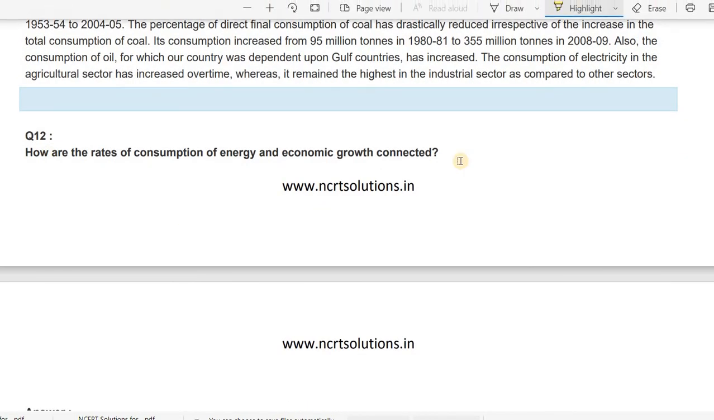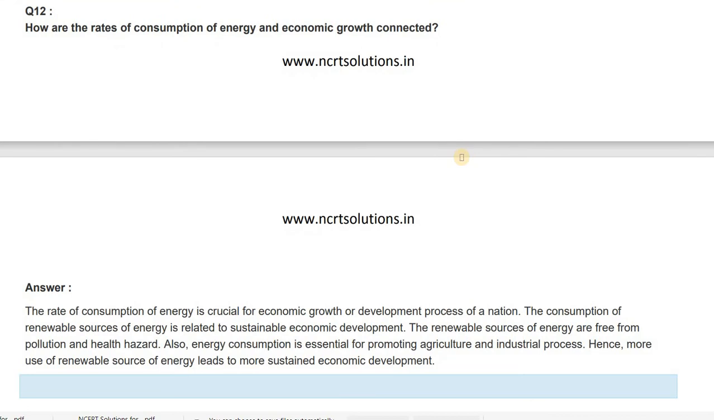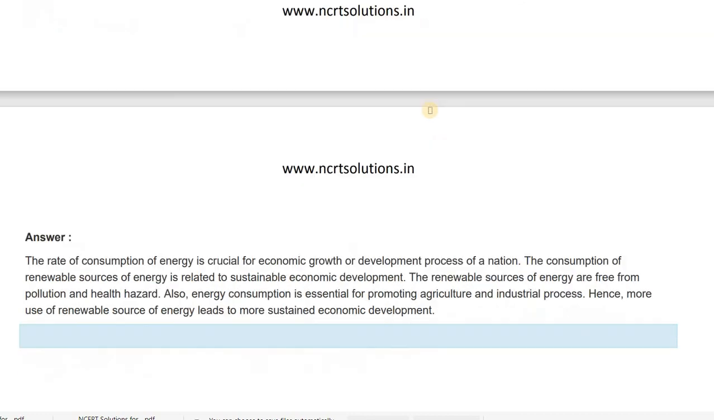Okay, how are the rates of consumption of energy and economic growth connected? The rate of consumption of energy is crucial for the economic growth and development process of a nation. The consumption of renewable sources of energy is related to sustainable economic development. Renewable sources of energy are free from pollution and health hazards, and energy consumption is also essential for promoting agriculture and industrial processes. Hence, more use of renewable sources of energy leads to more sustained economic development.